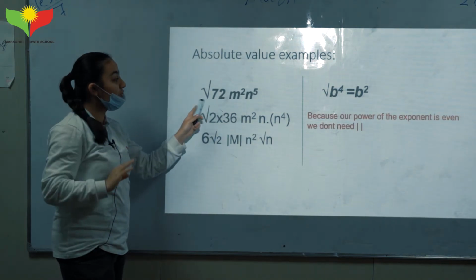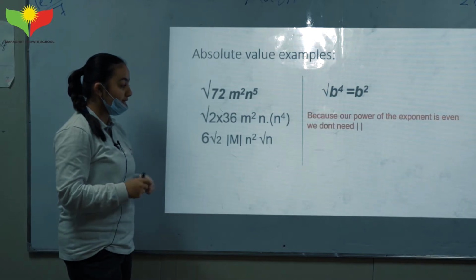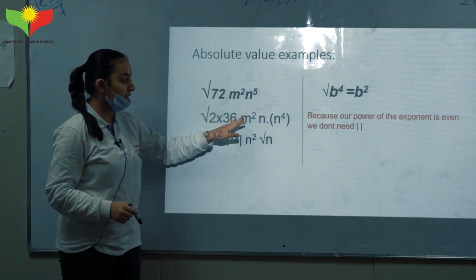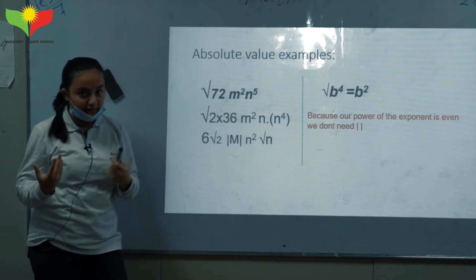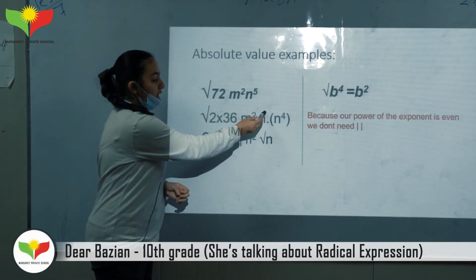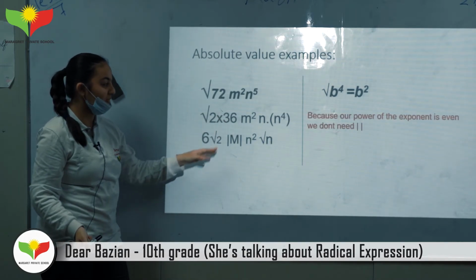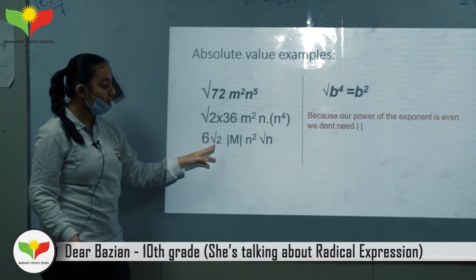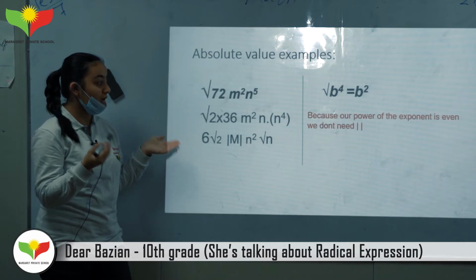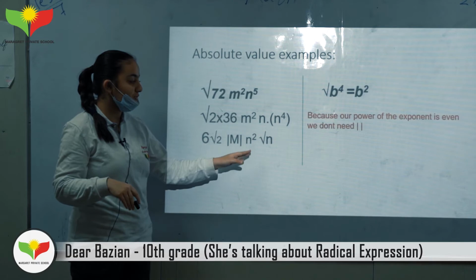We have the square root of 72 m to the power 2, n to the power 5. We'll write the square root sign, and 2 times 36 equals 72. And m, we will write as it is, and n, we will write the multiplication of it because we will add the exponents, 1 plus 4. And then this will come out of the square root. The square root of 36 equals 6, and then 2 will come out, and for m we will use absolute value bars, and then n to the power 2 and square root n.